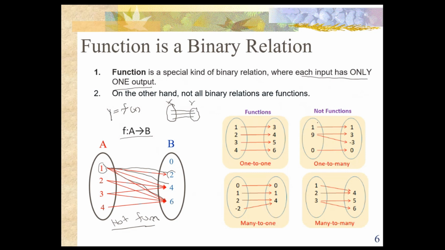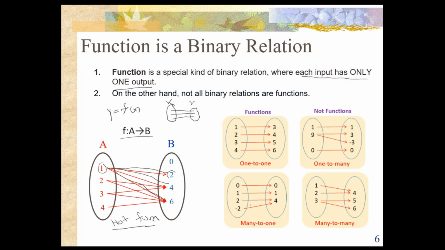Not all binary relations are functions. Like in this example, the second example here, you see, the first input is mapped to 1. Okay, fine. The second input 9 maps to 3 and -3. How many outputs here? 2 outputs, right? So this has violated the definition of function, which is to have only one output. So this is not a function. It is a binary relation, but it's not a function.